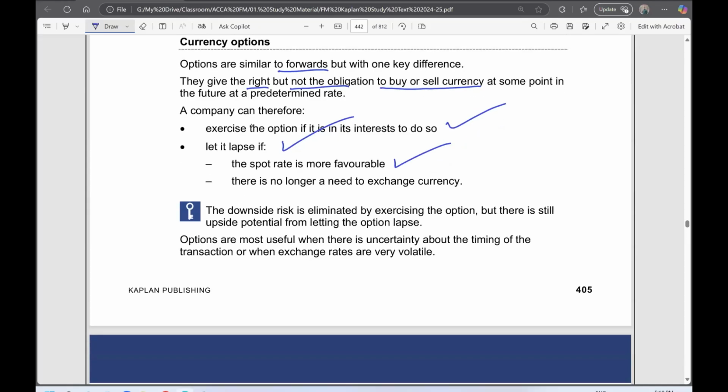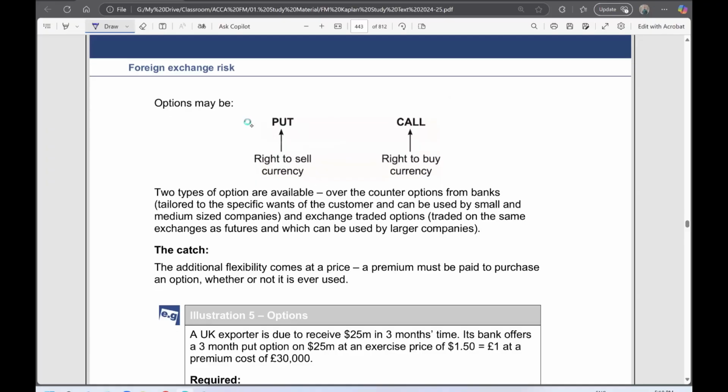Similarly, in currency option, we have two types of option: call option and put option. Call option is the same as buying currency. When you are buying currency, you go with call. Call means the right to buy. We are not going to buy, we have a right to buy. So when you are expecting a foreign currency payment, you will go with call option, that is, buy currency. When you are receiving foreign currency, you will go with put option and sell foreign currency. So that's the idea you have to keep in mind.